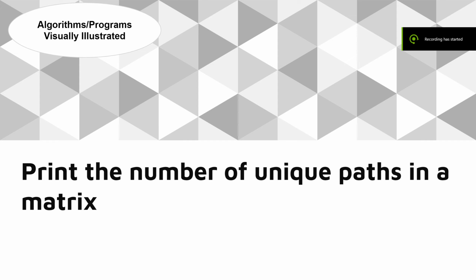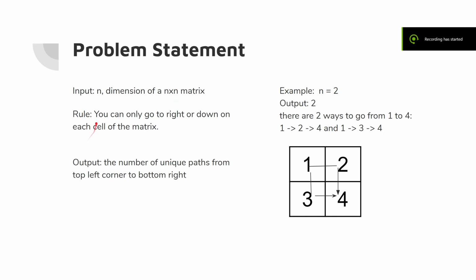In this video, I try to print the number of unique paths in a matrix. The input is n, the dimension of an n by n matrix. So when n is 2, the matrix will be 2 by 2. As a rule for this program, you can only go to the right or down on each cell of the matrix. And the output will be the number of unique paths from the top left corner of the matrix to the bottom right corner of the matrix.